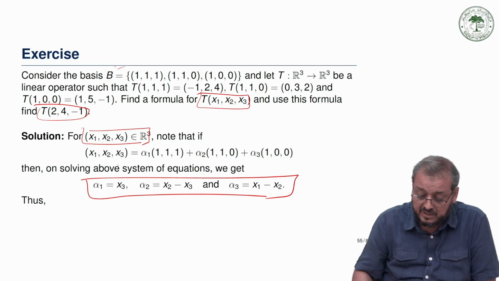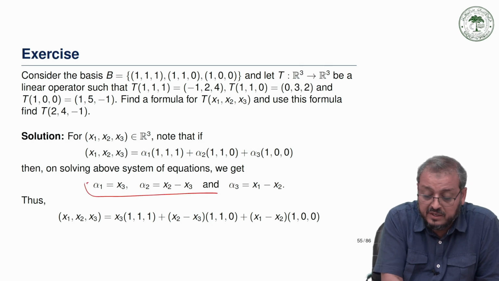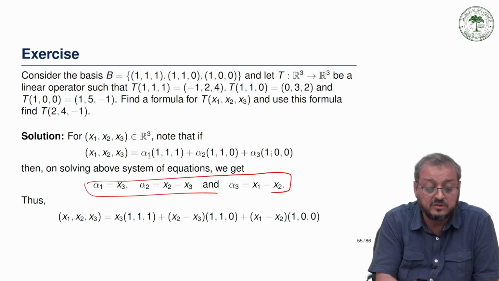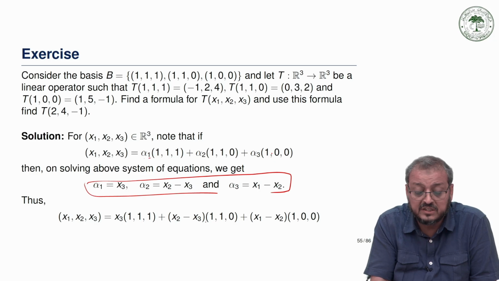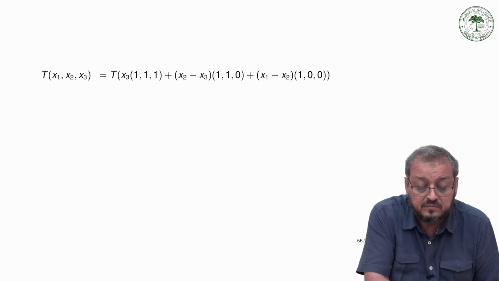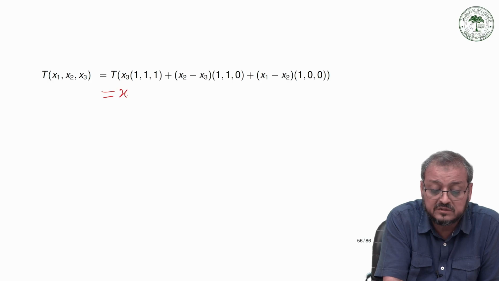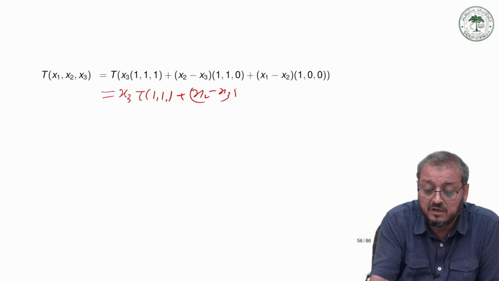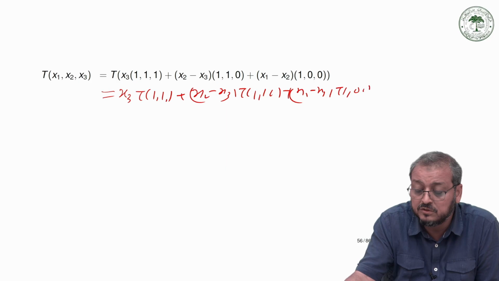So thus (x1, x2, x3) can be written in this form. On solving the above system we get clearly this form. So we substitute the values of alpha 1, alpha 2, alpha 3 into this equation, so (x1, x2, x3) can be written as x3 (1,1,1) plus (x2 minus x3) (1,1,0) plus (x1 minus x2) (1,0,0). Now we have to operate T from here. So T of (x1, x2, x3), since T is linear, can be written as x3 T of (1,1,1) plus (x2 minus x3) T of (1,1,0) plus (x1 minus x2) T of (1,0,0) in this form.